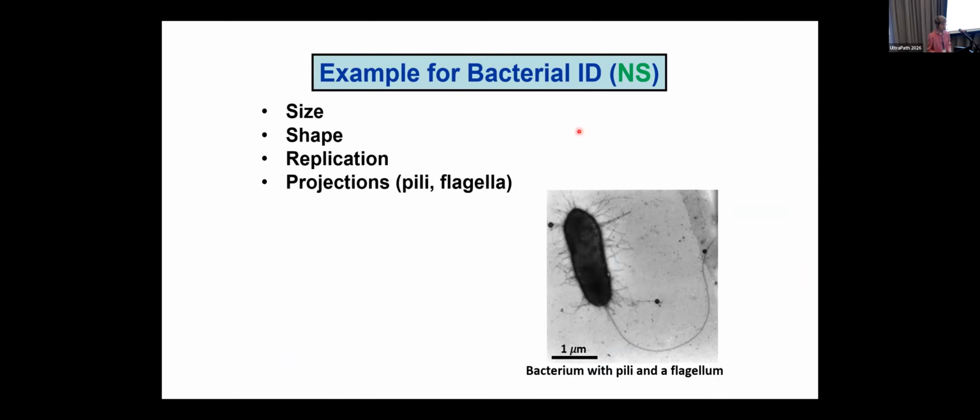Here is an example of a bacterium seen from stool, and you see that it quite nicely demonstrates the pili, these little short, many-armed things. And here is a flagellum. So there's no question that this is a bacterium that we saw in a stool sample.